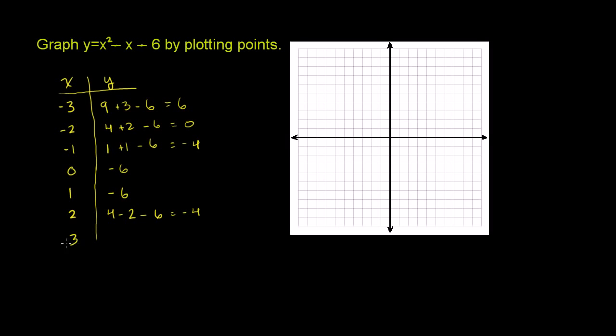And then if x is equal to 3, we have 3 squared, which is 9, minus 3, right? 9 minus 3 minus 6. Well, that's going to be equal to 0. So let's plot these points. Let me do it in a dark color here.